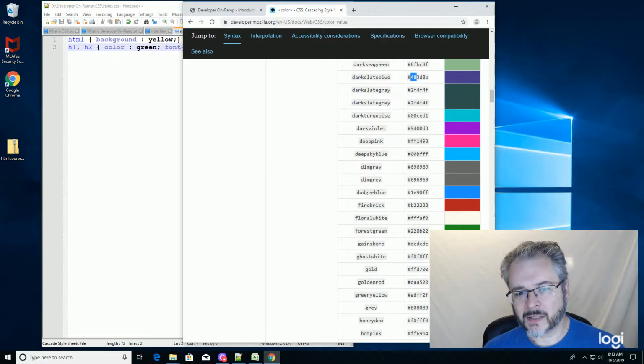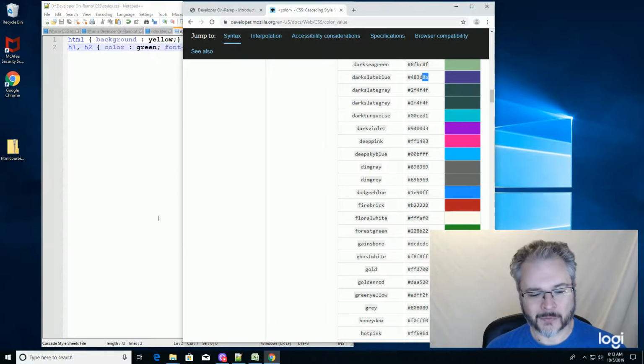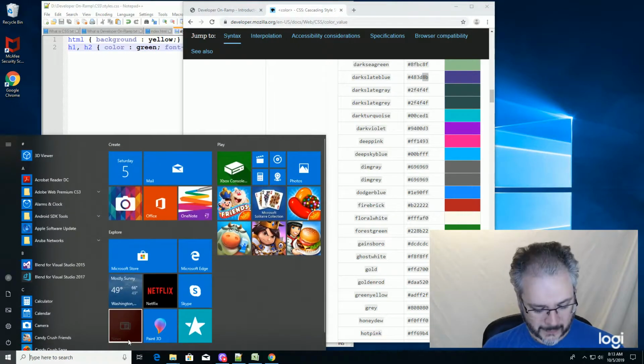The first 2 digits do red, the next 2 digits do green, and the last 2 digits do blue. So they're red, green, blue, and each one of these 2-digit pairs can go from 0 0, which is 0, all the way up to FF. FF is 255. So from 0 to 255, that's 256 choices. So you have 256 choices for red, 256 choices for green, and 256 choices for blue. And that's where I've gotten that number, 16.7 million.